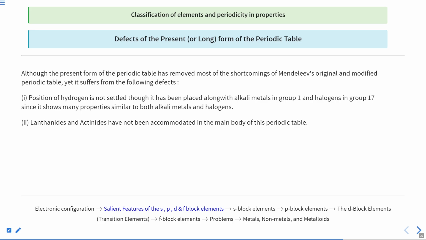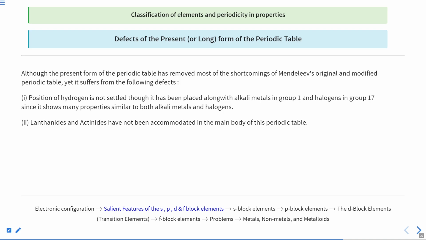What are the defects in the long form periodic table? Although it is nearly perfect, it still has some defects. So we'll study those defects now. The first defect is that the position of hydrogen is still not settled. Although it is placed alongside the metals of group 1, it shows similar properties to both alkali metals and halogens in group 17.